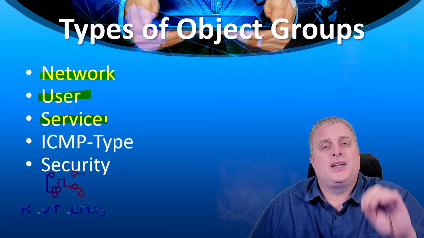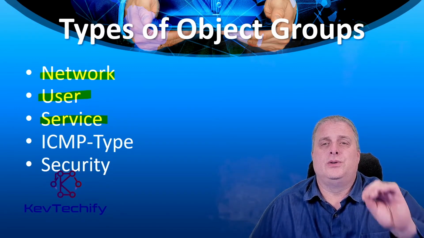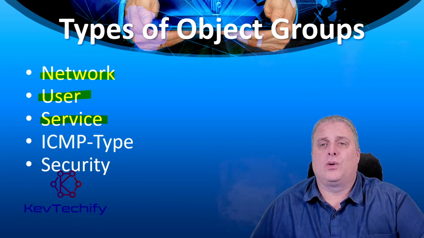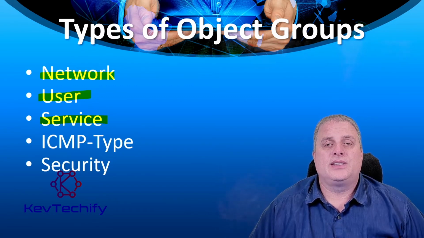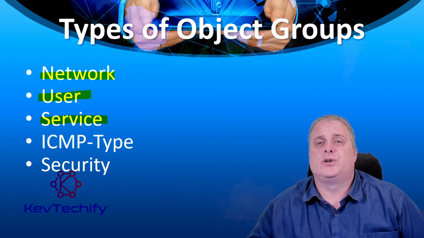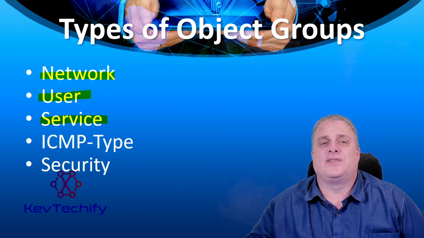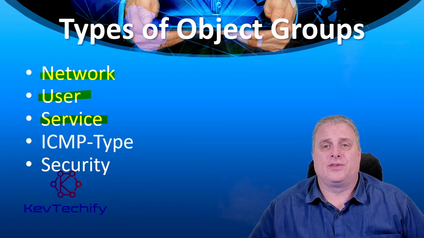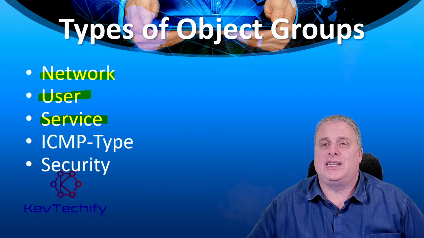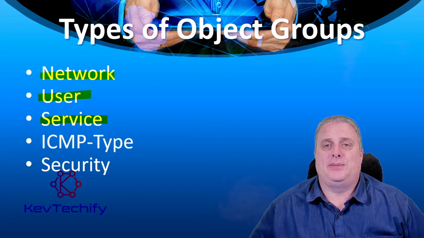The third type here is service. A service-based object group is used to group TCP, UDP, or TCP and UDP ports into an object. The ASA enables the creation of a service group object that can contain a mix of TCP services, UDP services, ICMP type services, and any protocol such as ESP, GRE, and TCP.